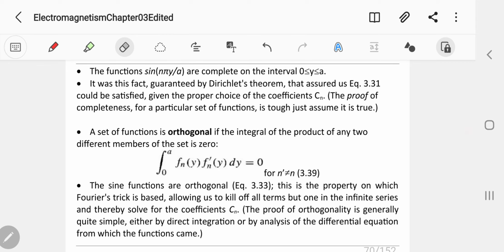And also orthogonality, we exploited that in Fourier's trick, that if you integrate f n of y times f n prime of y dy, this is equal to 0 if n prime is not equal to n.